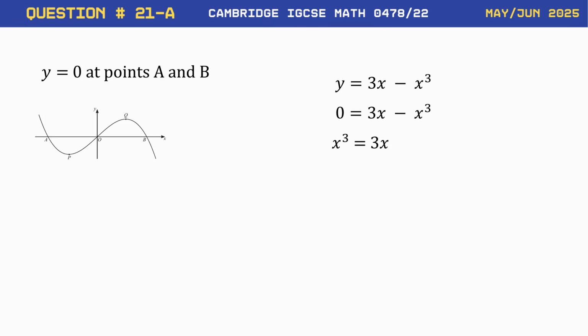Since x is not equal to 0 at points A and B, we can divide both sides by x, giving us x squared equals 3. Taking the square root of both sides, x equals plus or minus square root 3.